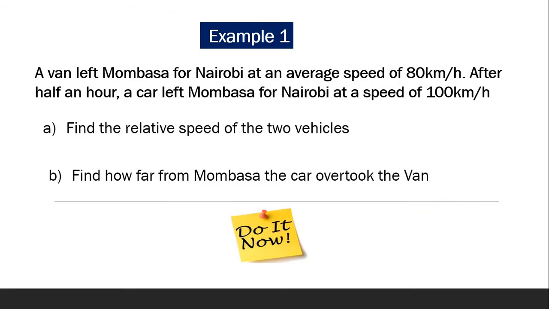Let's look at example 1. A van left Mombasa for Nairobi at an average speed of 80 kilometers per hour. After half an hour, a car left Mombasa for Nairobi at a speed of 100 kilometers per hour. A. Find the relative speed of the two vehicles. And B. Find how far from Mombasa the car overtook the van.